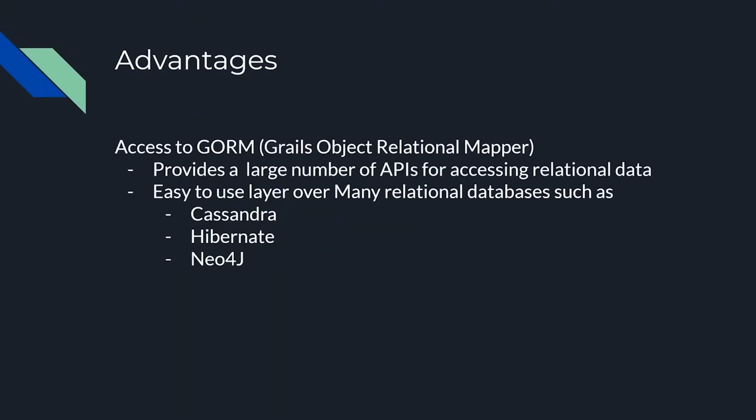So Grails has access to GORM, which is the Grails Object Relational Mapper. This just provides a large number of APIs for accessing relational data. This is an easy-to-use layer over many other relational databases such as Cassandra, Hibernate, and Neo4j.